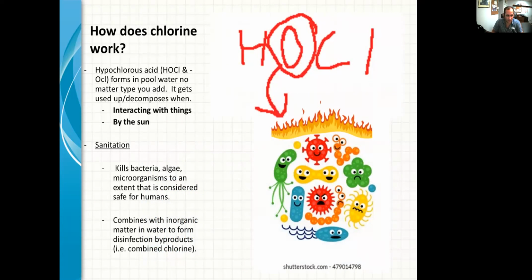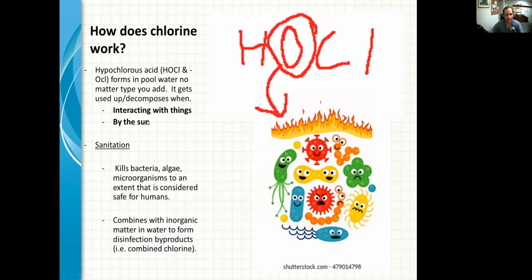So let me talk a little bit about how chlorine works. No matter what type of chlorine you add to your pool, liquid, solid, chlorine generator, it turns into hypochlorous acid, which is HOCl and OCl-. So no matter what type you add, it gets used up. It doesn't just stay in the water. It reacts with things in the water, so it gets used up or decomposes by either interacting with things, or it gets decomposed and used up by the sun.